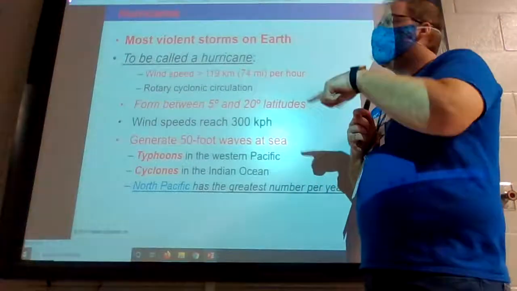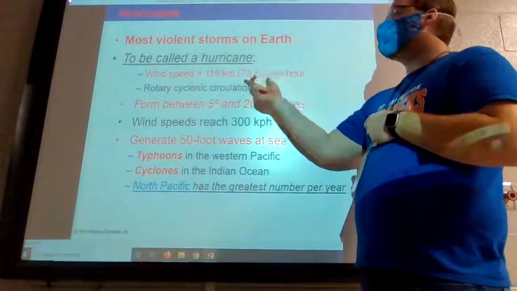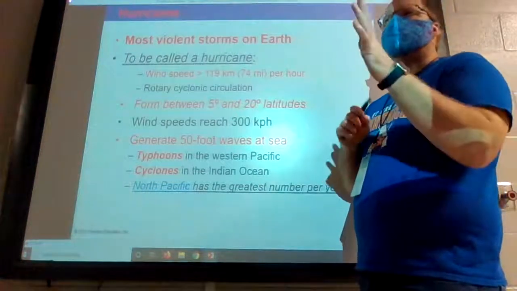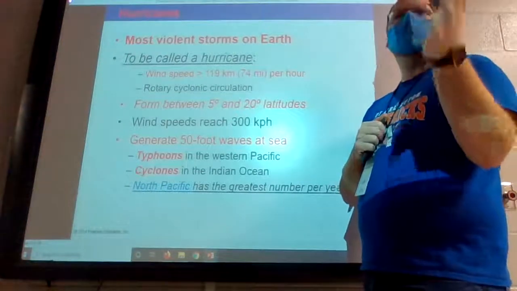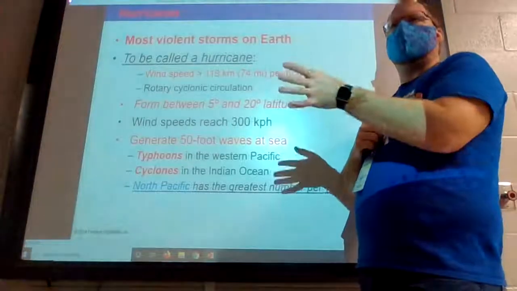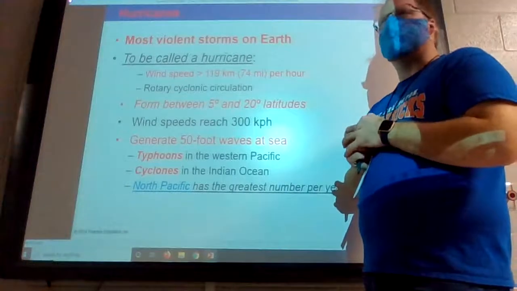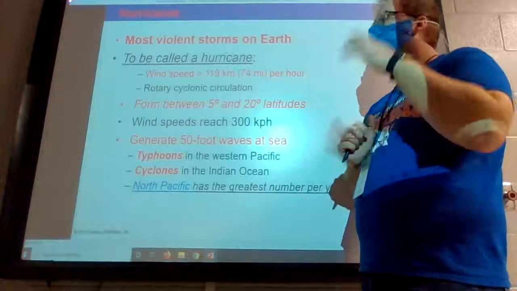To be called a hurricane, it's got to have 74 mile per hour winds. So we've also seen the progression from tropical depression to tropical storm, then to hurricane. And then they have the 5 different levels of hurricane. Is it 5? I think so. Anyways, we'll see in a second.